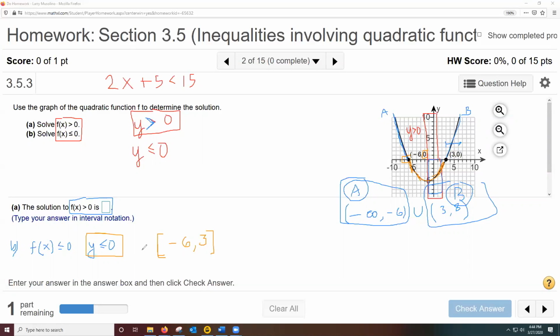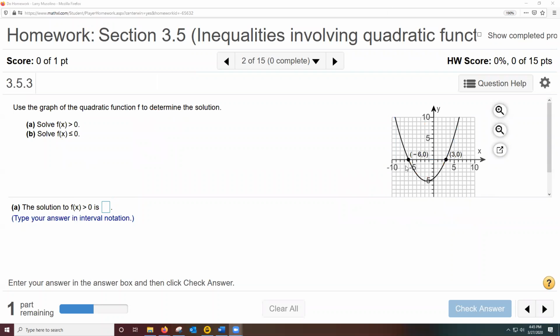Okay, so for this kind of a question, I think it's a good idea to really think about f of x rewritten as a y. And then you can ask yourself what part of the graph corresponds to the y values being greater than 0. Well, that's really the part of the graph above the x-axis. What part of the graph corresponds to the y values being less than or equal to 0? That means the part of the graph that's actually on the x-axis or below.